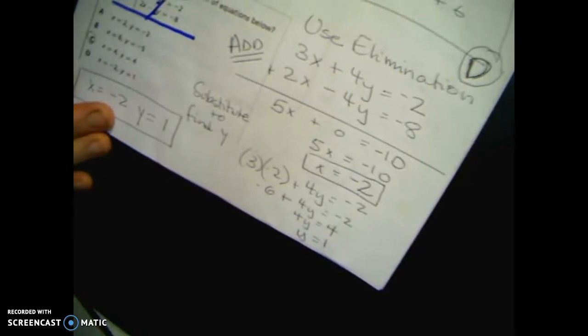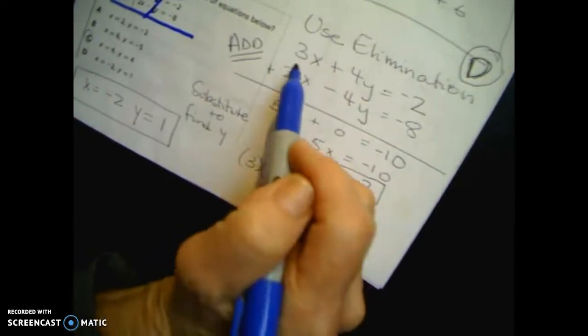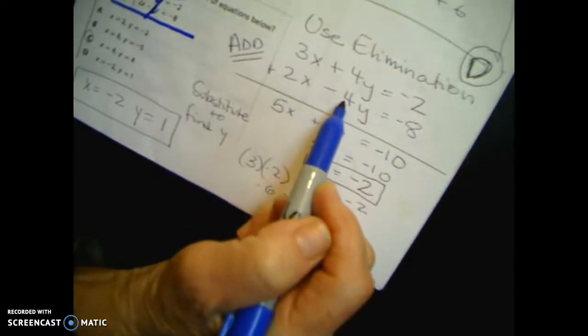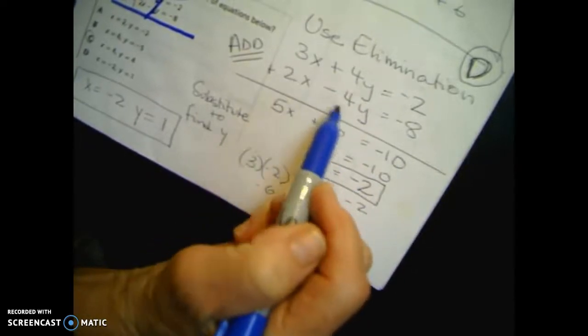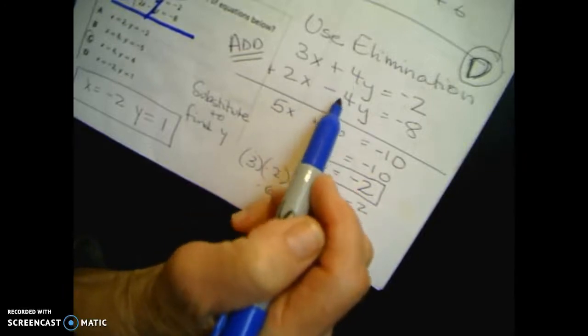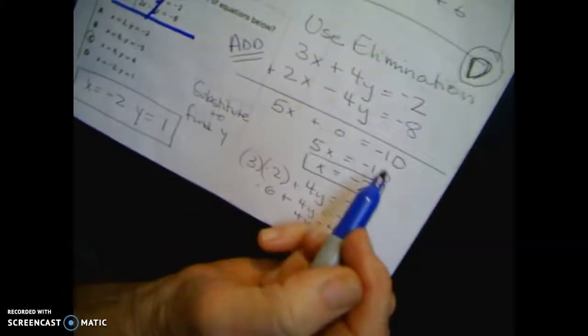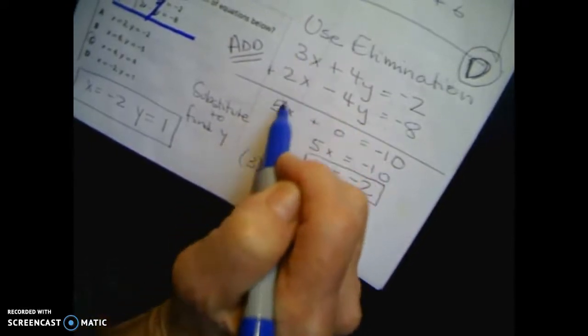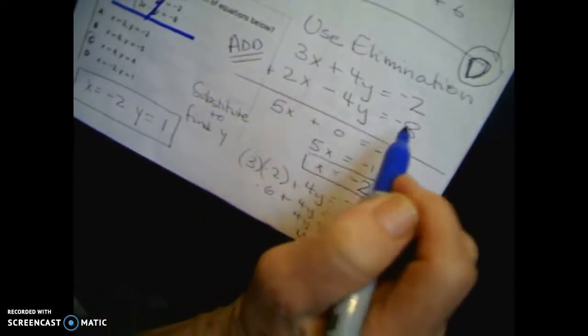So I'm using the elimination method. I'm going to give you just 1 minute to rewrite it. So I rewrite my equations. I notice that the coefficient is the same for the y. So if I add positive 4 to negative 4, it's going to turn to 0. So 3x plus 2x is 5x plus 0.